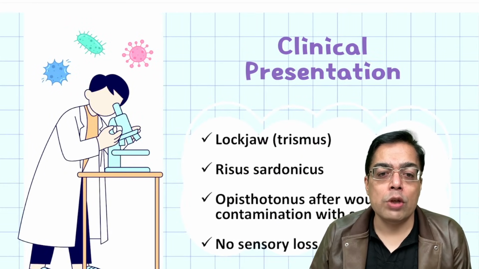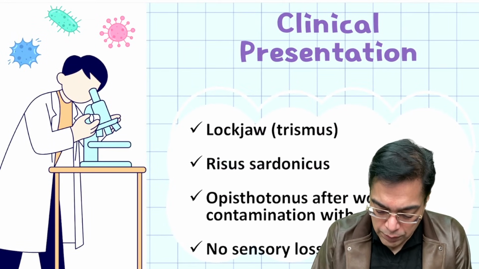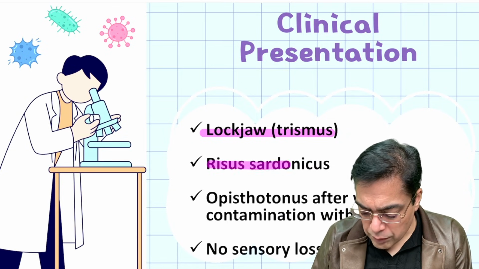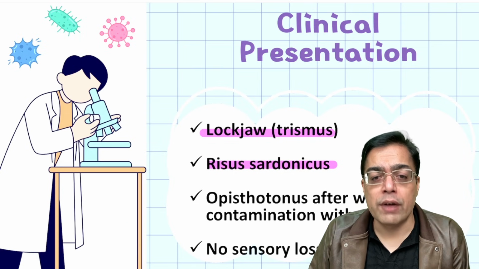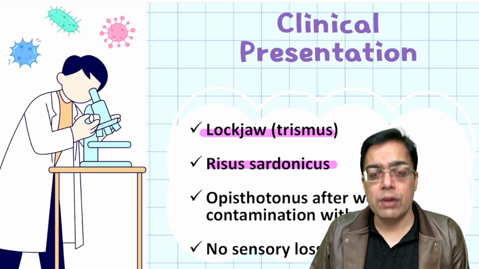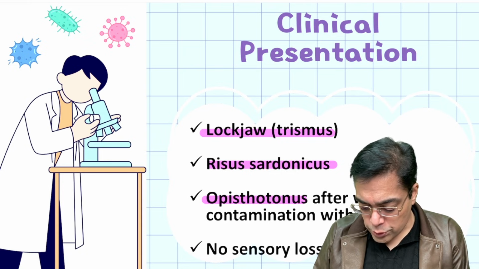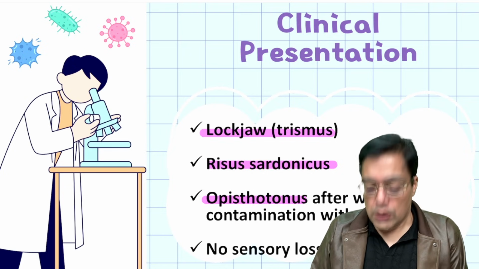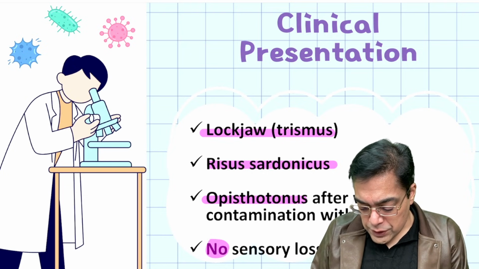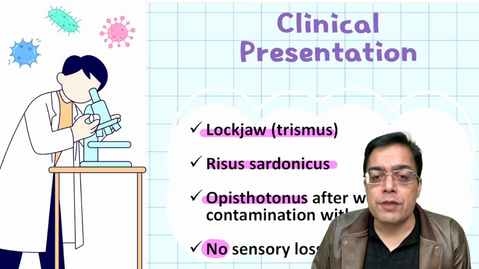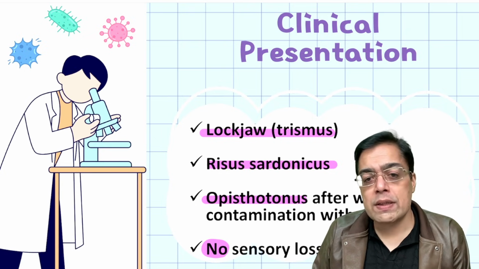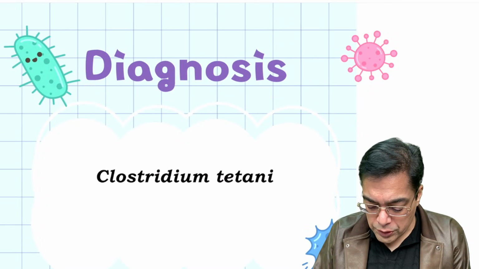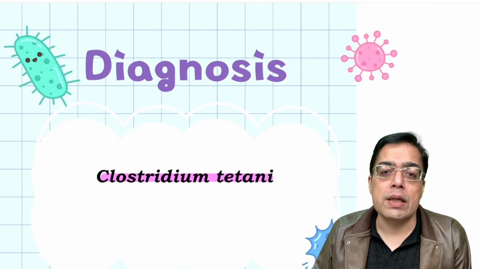The next one makes a mention of a patient having the classical features of lockjaw or trismus. You can have a smile, which is given the name of risus sardonicus. The patients can have an abnormal posture, which is given the name of opisthotonus, especially after a wound which has been contaminated with soil. Usually the patients do not have any kind of sensory loss. Of course, this is another example of a Clostridium infection, but this time around we are talking about Clostridium tetani. That's what is going to be asked in the exam.